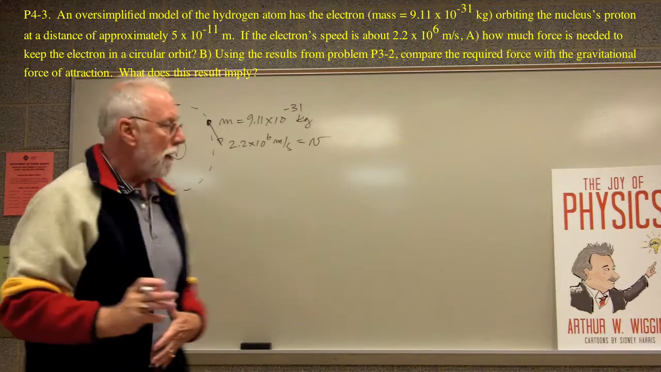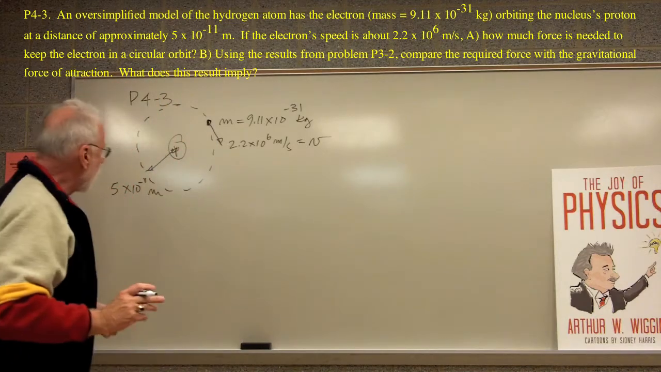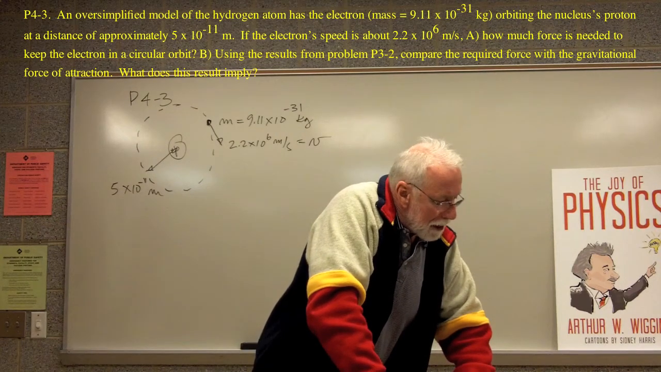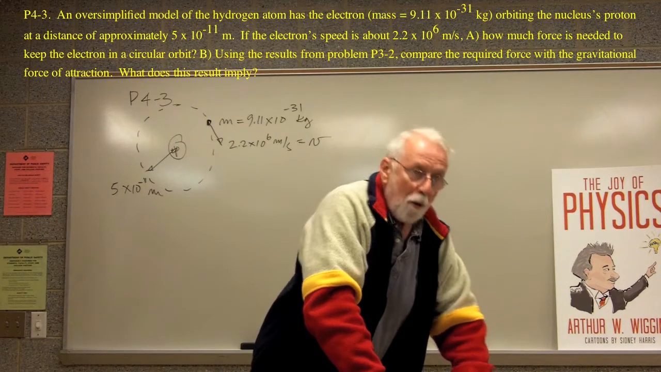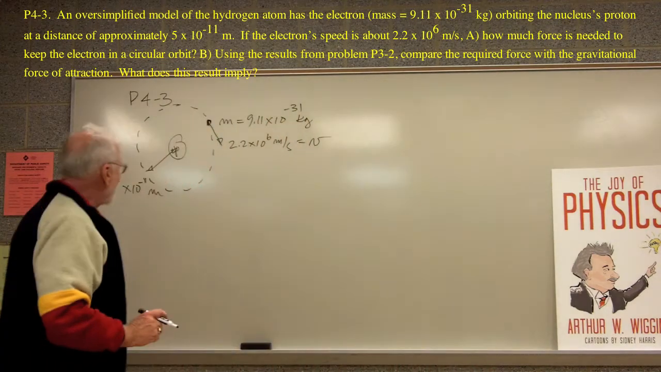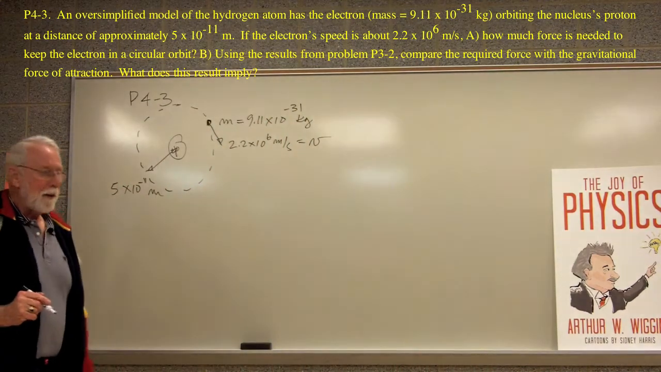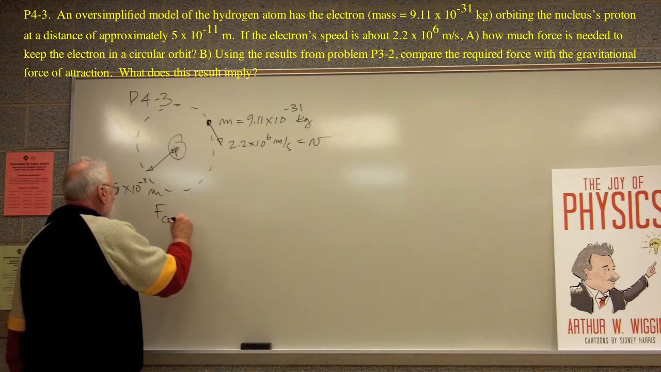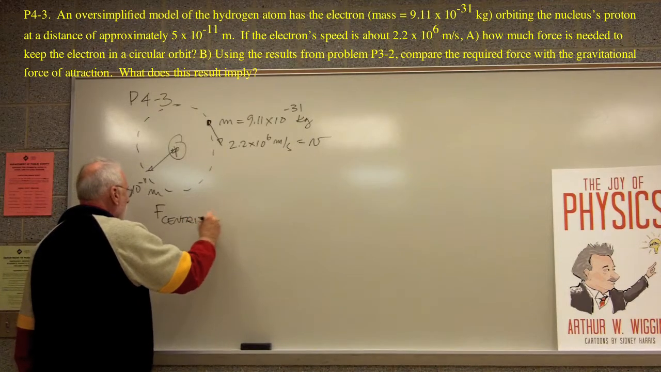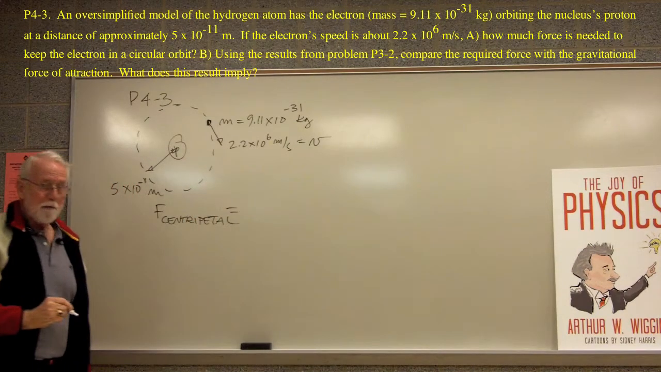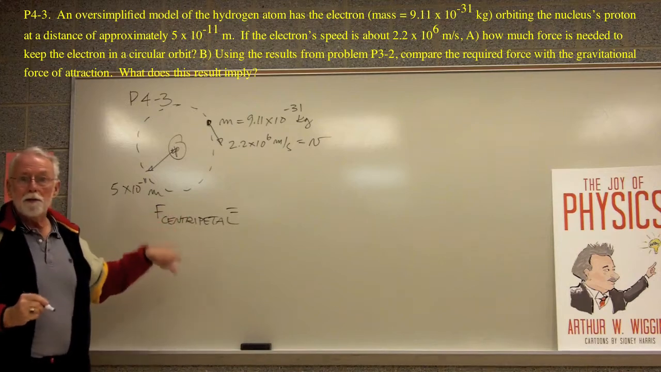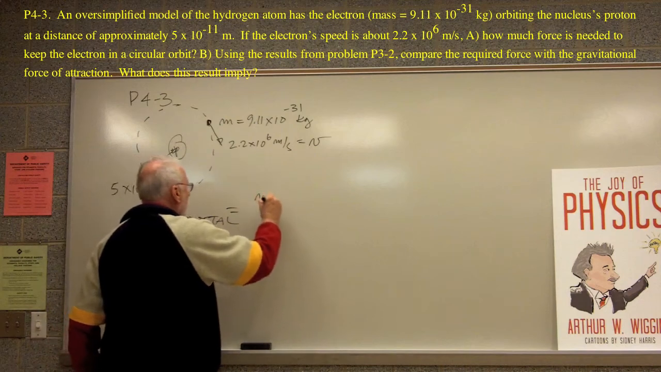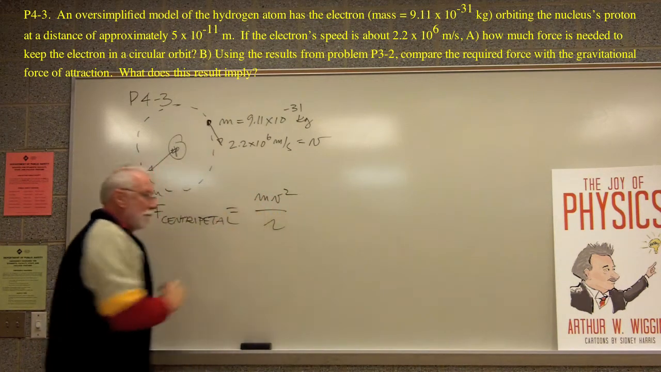So then what kind of physics principle can we use to work on this? Well, what the problem tells us is, what is the force needed to keep this electron moving? So we need a force. So what kind of physics principle is this? Centripetal force. That's a generic term for some kind of force which is keeping something in circular orbit. And in this case, well, all cases really, centripetal force is mv squared over r.